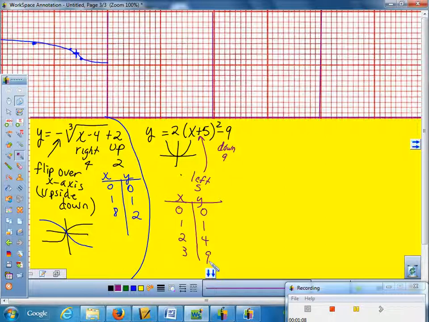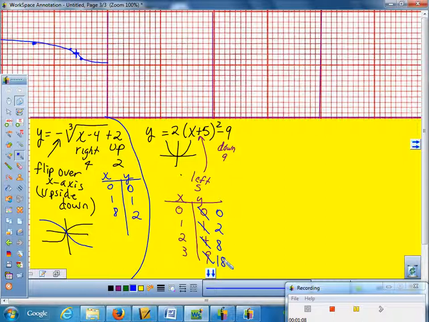What does the 2 change? Times which? The x's or the y's? It always changes the y coordinates. If there's a number on it, it changes the y coordinates every single time without fail. So we would take all of those times 2, in which case we would get 2, 8, and 18. That's our y coordinates. On every single graph, if you have a number in front, you take it times the y coordinate, always.